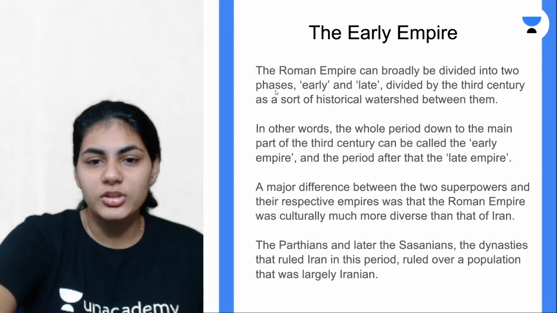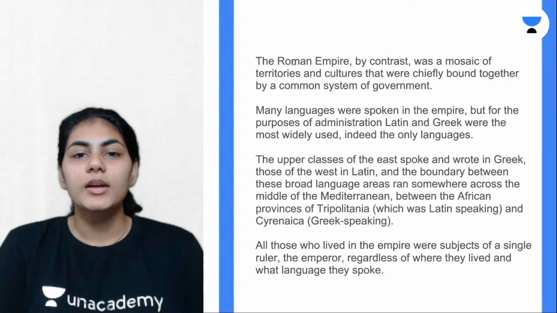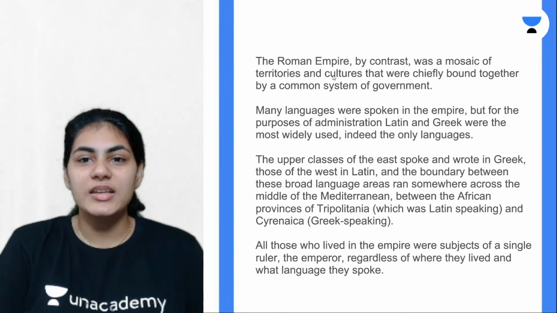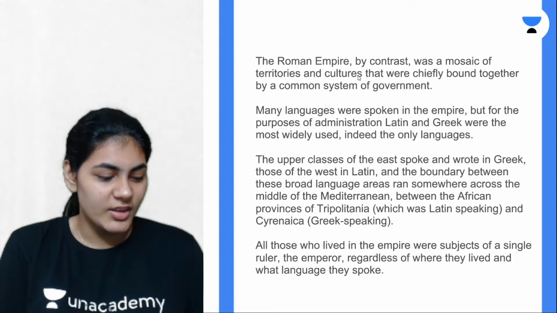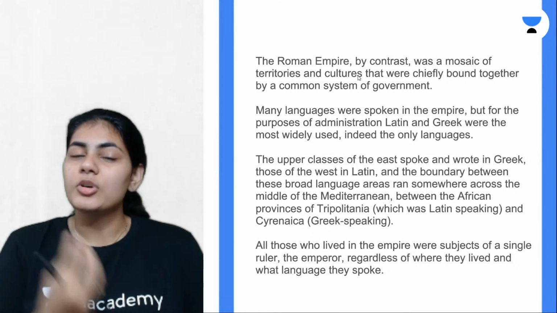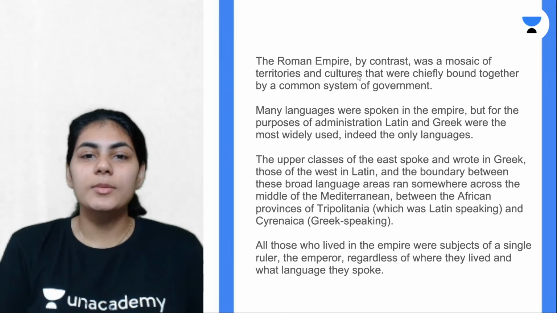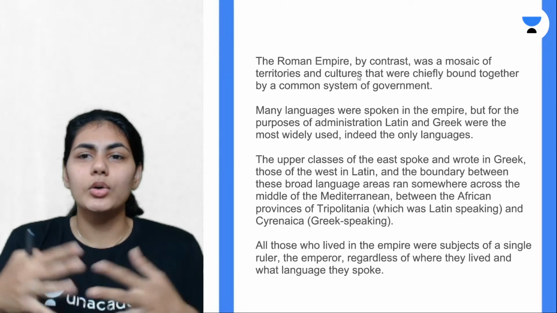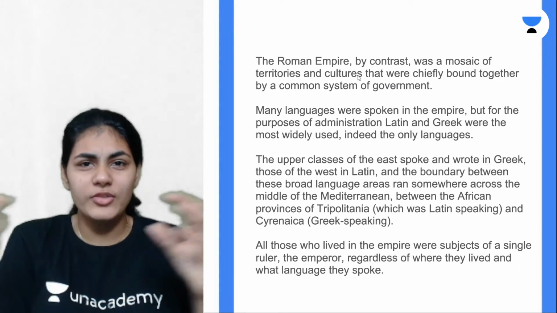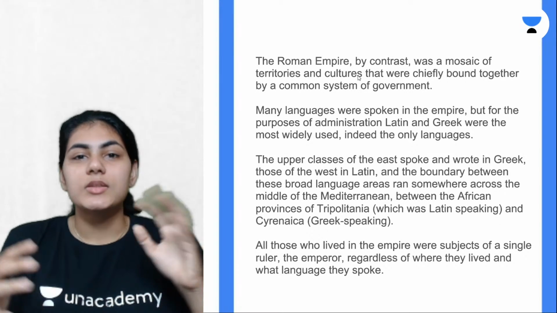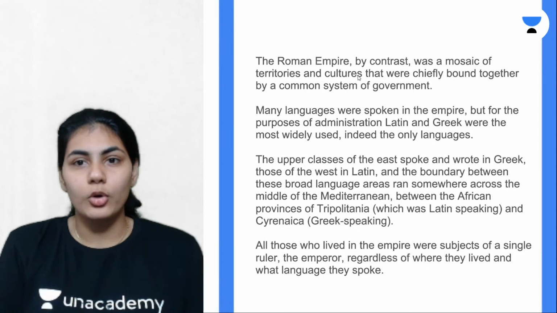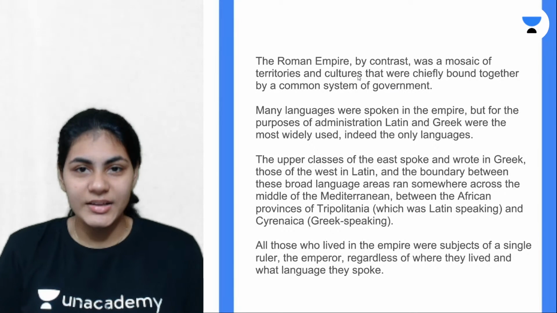We finished the last slide, right? So here, the Roman Empire, by contrast, was a mosaic of territories and cultures. Again, the same point which Siddhant was asking: what is a mosaic? Mosaic in this context can also be understood in terms of a group or a collection. So group, collection, gathering, all of these binding factors. Many cultures and territories, as I was telling you, came together to form the Roman Empire.